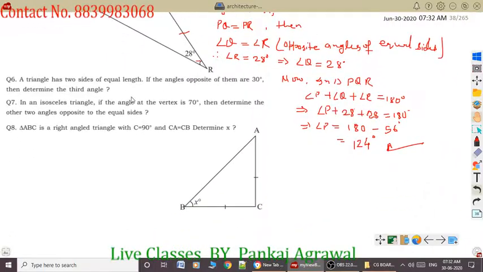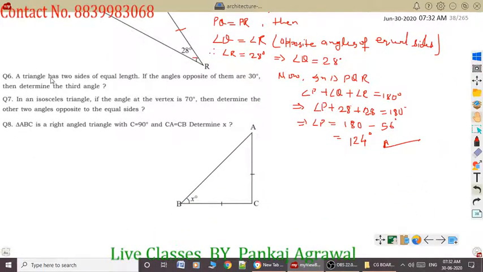Let's see question number 6. Question number 6: a triangle has two sides of equal length. If the angles opposite to them are 30 degrees, then determine the third angle. The triangle has two equal sides given, and their opposite angles are given as 30 degrees, meaning two equal angles are given as 30 degrees. Determine the third angle. So similarly, the third angle will be 180 minus 30 plus 30, which means 60. Then you can find it.